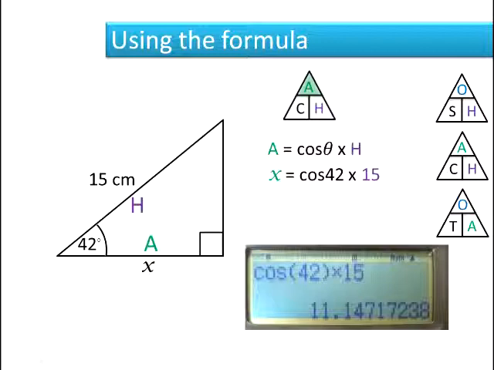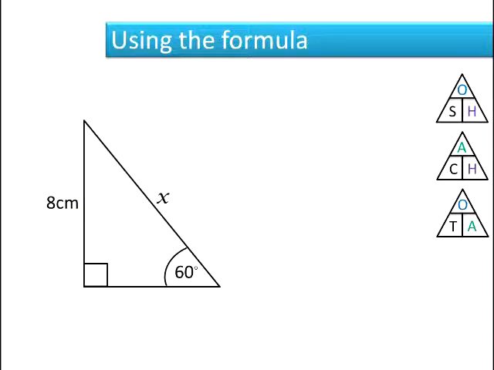Now to type this in on your calculator, you'll notice that we want to open a bracket. So always close that bracket and times 15. If you don't close it, it will think you want to do 42 times 15. That's not what we want to do. We want to do cos of 42 and then times that by 15. This would be your answer, and you always have to round it. I'm going to round it to 2 decimal places, but they quite often tell you what they want you to round it to.